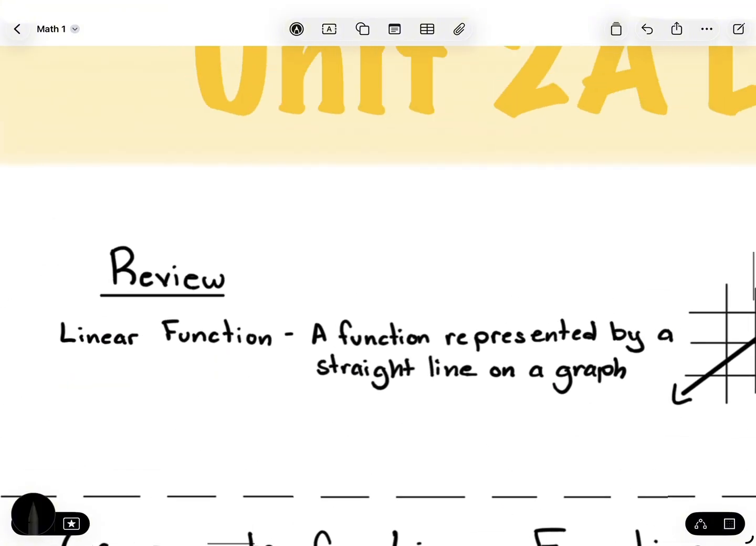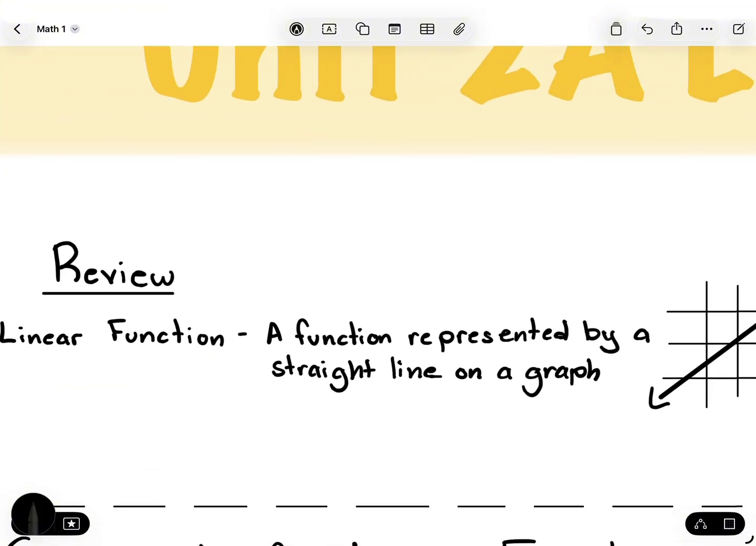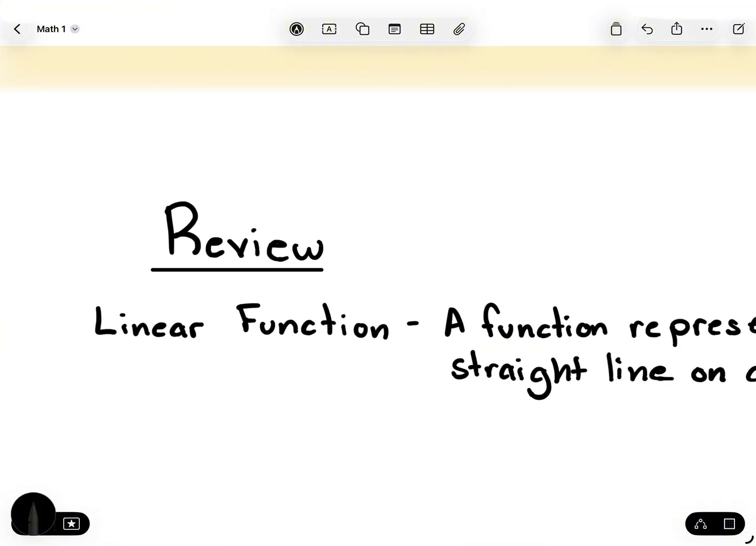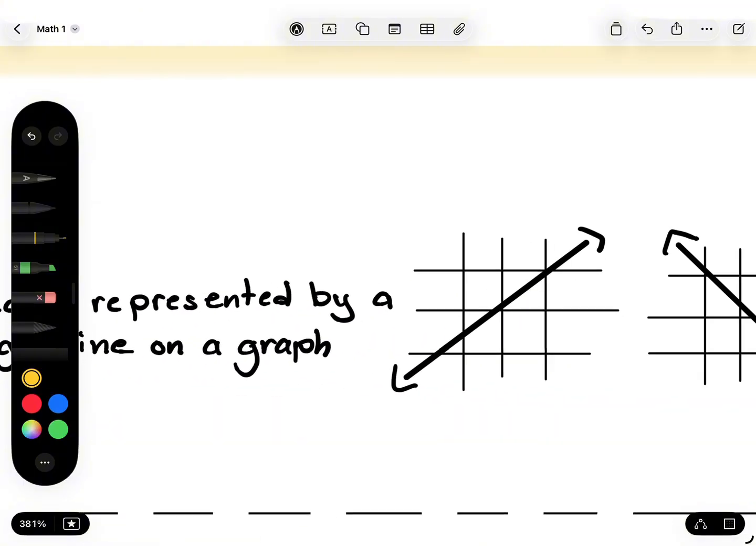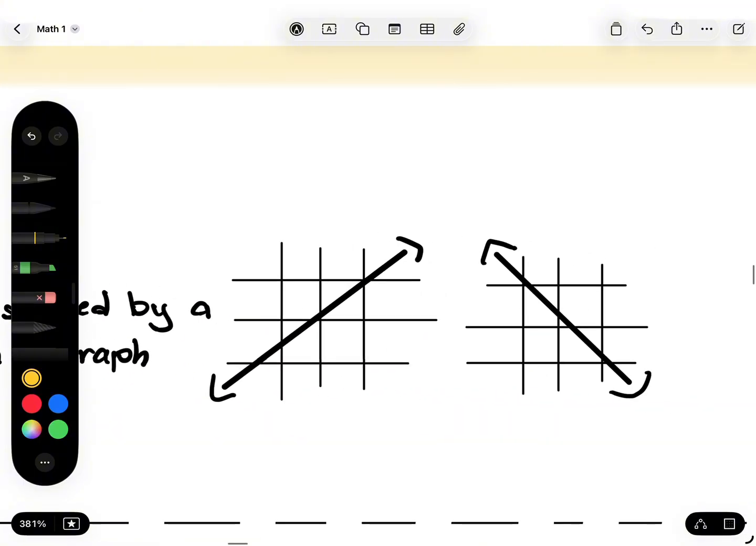So just as a review, a linear function is a function represented by a straight line on a graph. To remember, we have line, which means a straight line, and then function, which means that for every x value, it has a different y value. And this is something that can be found in a graph. So it may look like this, it could look like this. There are different variants that you can find of a linear function.